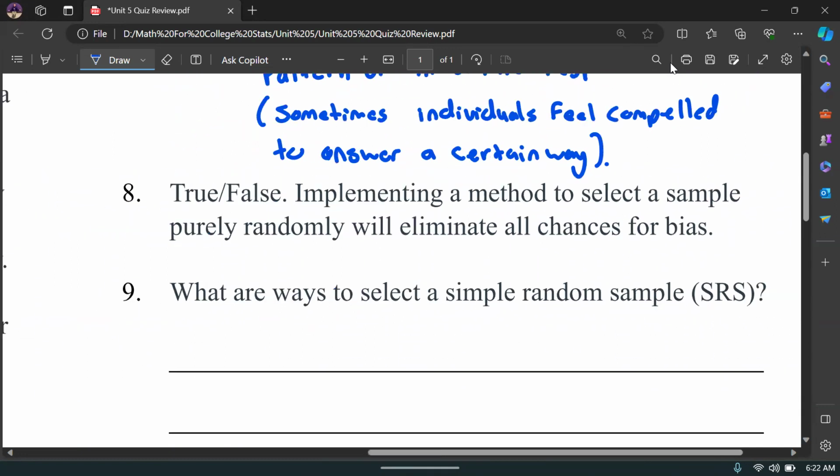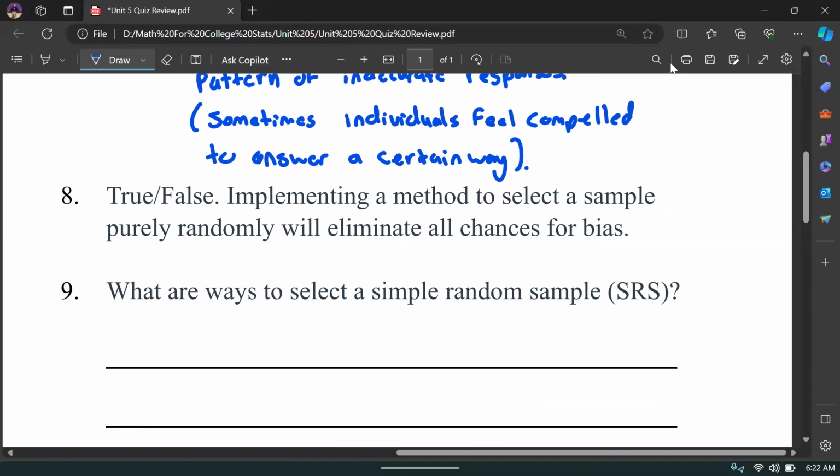All right, so moving on to number 8, true or false? Implementing a method to select a sample purely randomly will eliminate all chances for bias. This is false. Bias can't necessarily be entirely eradicated. We could do our best to limit bias, to make it have as small an impact as possible, but we can hardly ever get rid of it. So that's why that one's false.